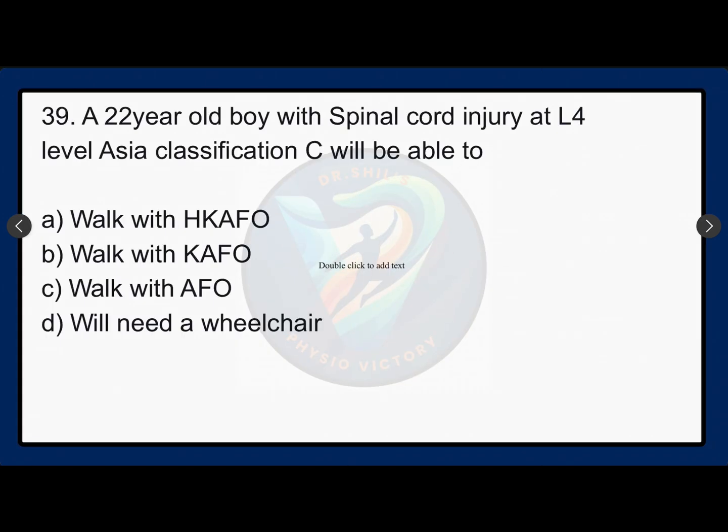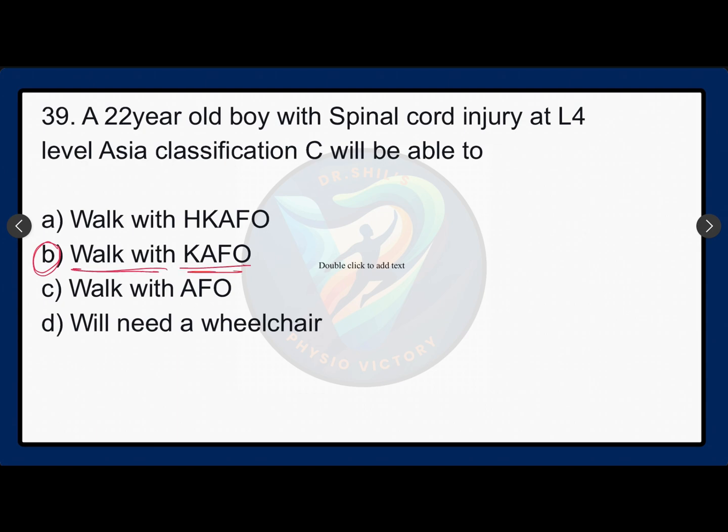Next, come to question number 39. A 22-year-old boy with spinal cord injury at L4 level, say ASIA classification C, will be able to option A, walk with HKAFO, option B, walk with KAFO, option C, walk with AFO, and option D, will need a wheelchair. Here the correct answer is option B, walk with KAFO.